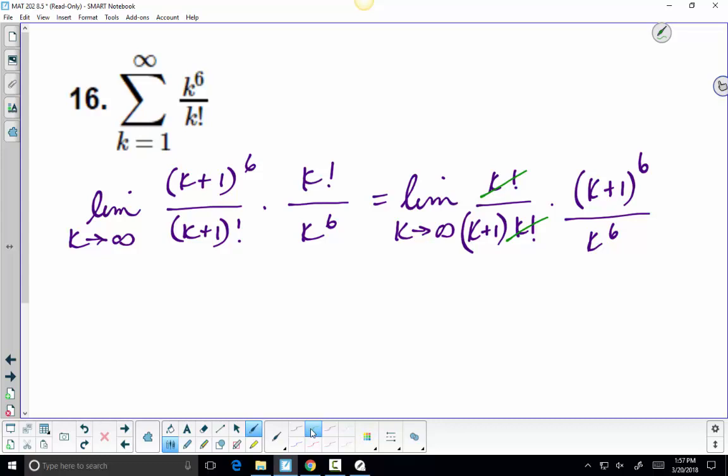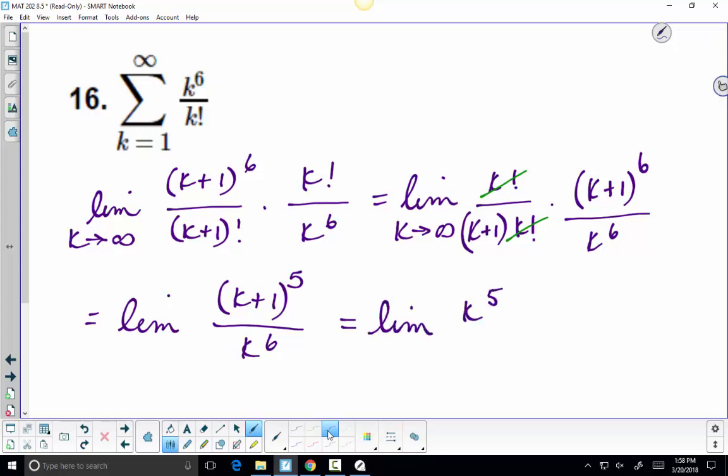Now, the k plus 1 over here will cancel with one of the factors of k plus 1 in the numerator. So that gives us k plus 1 to the 5th over k to the 6th. All right. Now here, we have a polynomial over a polynomial. And when you have a polynomial over a polynomial, what you can do is just keep the dominant term of the polynomial in each place. So this limit is the same exact limit as this.